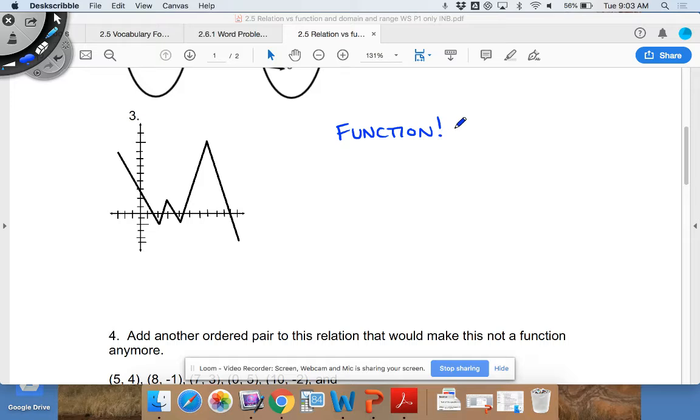Because it passed our vertical line test, or my little grocery scanner. Beep. I like to do it like that because I'm cool like that. So now we're doing domain and range, but this is hard.